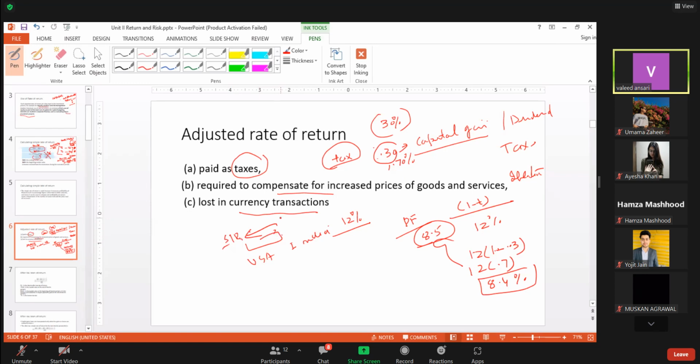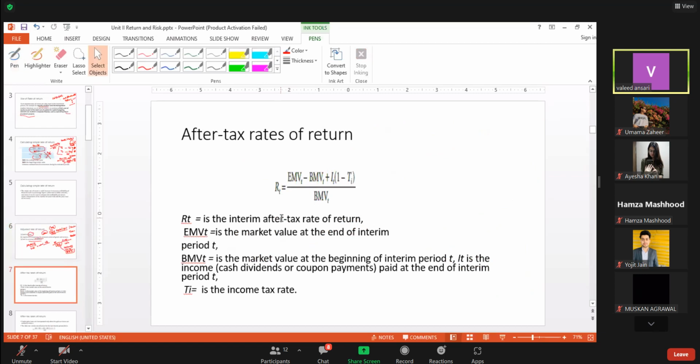So let us try to understand it further, and what adjustment will be made in the formula is simply this: the original formula. Here what we will do is make an adjustment in the ending market value. Let us assume that only dividend is taxed.